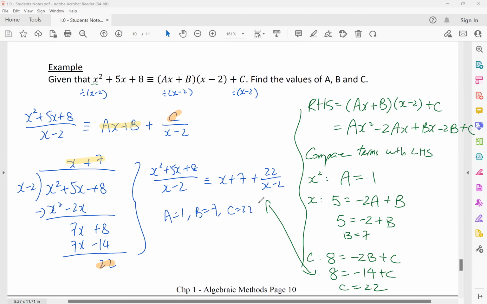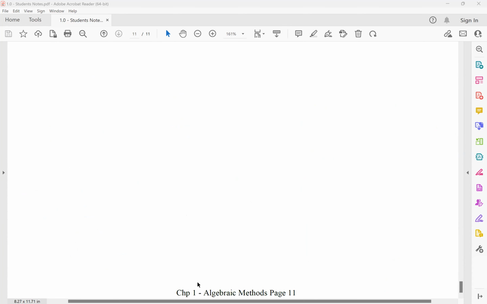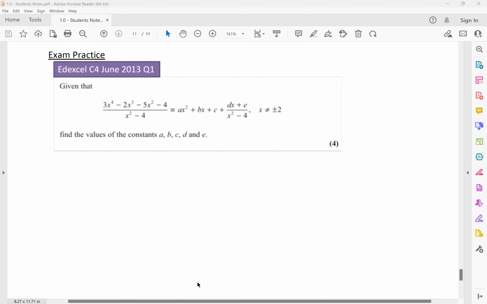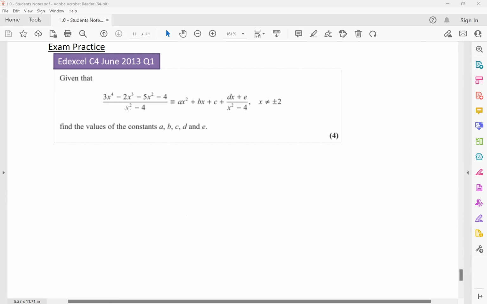Right, next one. Your turn. This is the last one. Yes. Okay, so this will be the last exam practice. Have a go at the question. When you do division for this one, be mindful that for the x squared minus 4, you do need to put in the extra x term on the outside.